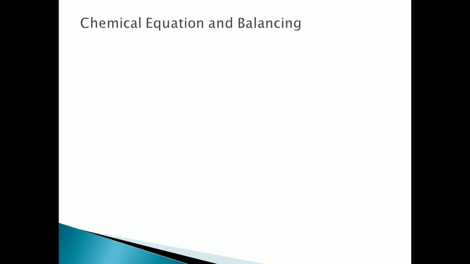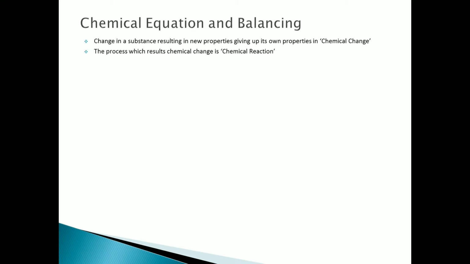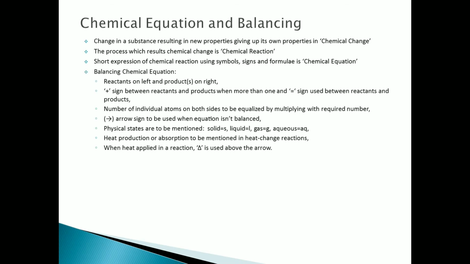Balancing part is quite simple if you can understand and know the tricks behind it. So first of all, change in substance resulting in new properties, giving up its own properties, is chemical change. Now the process which will result in this chemical change is known as the chemical reaction. Finally, the short expression of this chemical reaction using symbols, signs and formula is the chemical equation. So it is very simple. By definition, chemical equation is a short expression of chemical reaction which uses symbols, signs and formula. Now on to balancing of chemical equation.